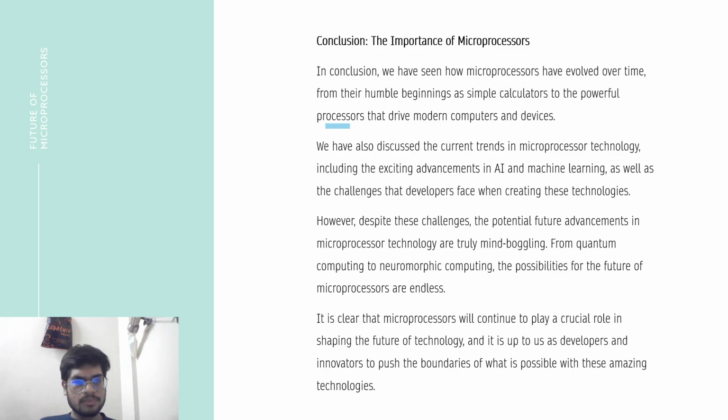So I hope you all got the point: what a microprocessor was, how it evolved, the challenges we are facing, and the future. You can use it in quantum computing in a nice manner. So yes, this is the future of microprocessors.